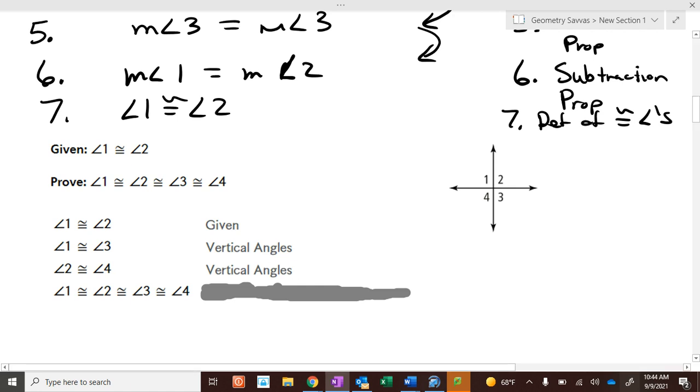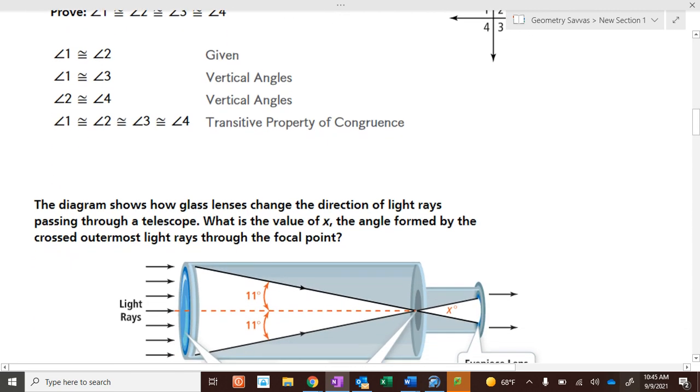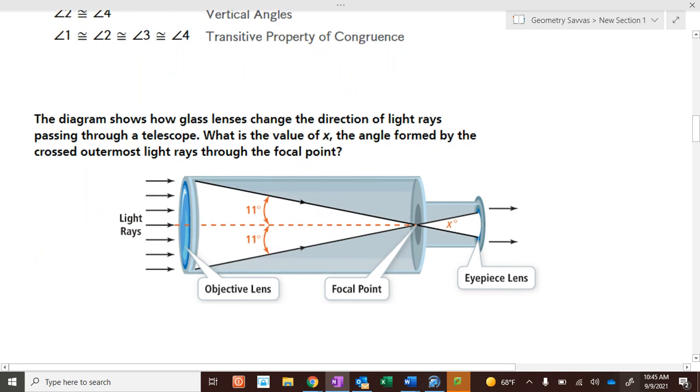Vertical angles. Now, since 1 is congruent to 2 and 1 is congruent to 3, then we know that 2 and 3 are congruent, right? And since 2 is congruent to 3 and 2 is congruent to 4, then we know 3 and 4 are congruent. So if 1 is congruent to 2, that makes it congruent to 3, which makes it congruent to 4. So they're all congruent to each other by the transitive property or substitution. Okay? Because one leads to another, leads to another, leads to another. That's a two-column proof. Now, we don't need a proof to solve this one. We just have to use our brains.